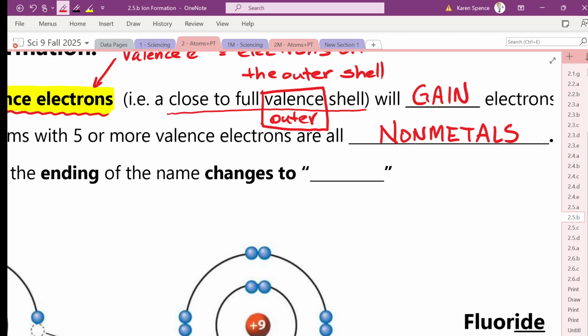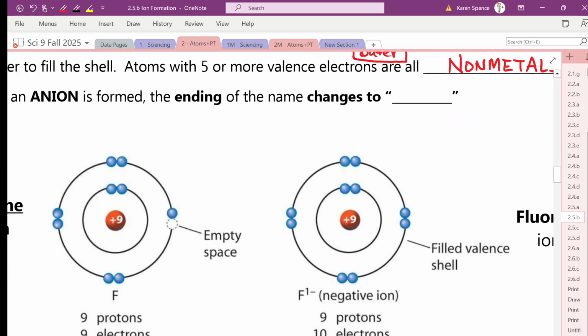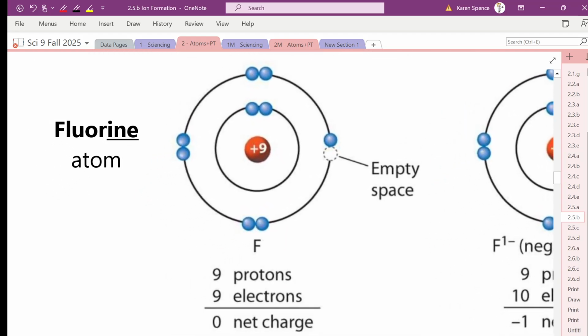Valence electrons. What's the outer shell called? Valence shell. What do we call the electrons in the outer shell? Valence electrons. Okay. So let's watch what happens here. Here is a fluorine atom.